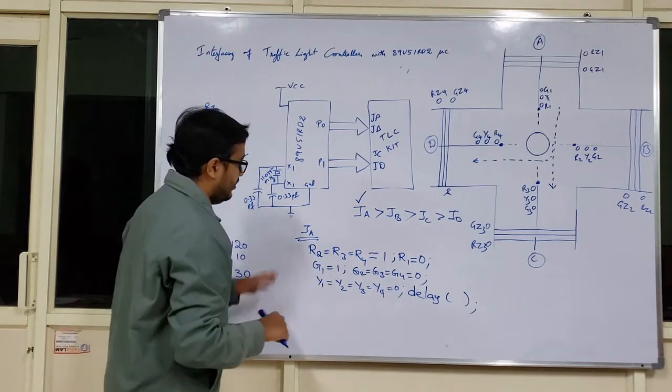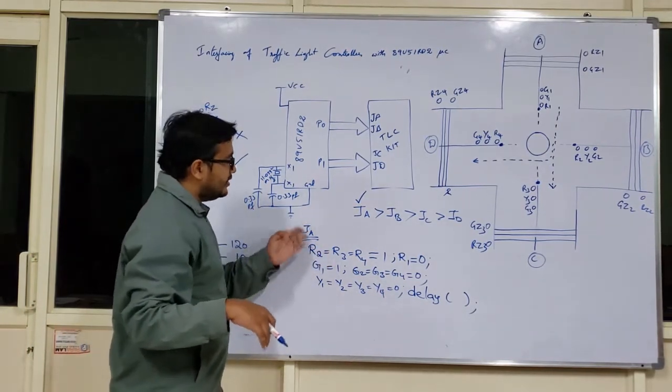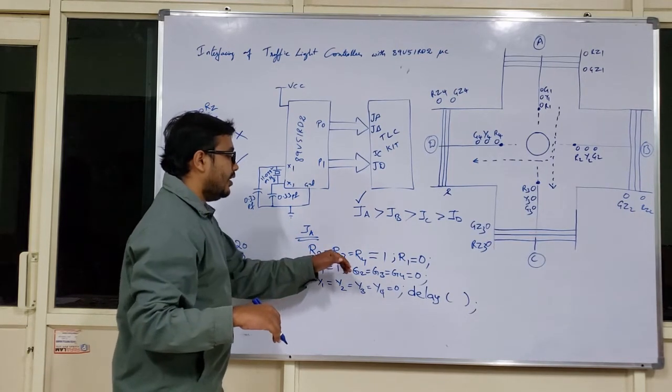For the pedestrians. Now let us move back to the concept. Junction A. At junction A, R2, R3, R4.